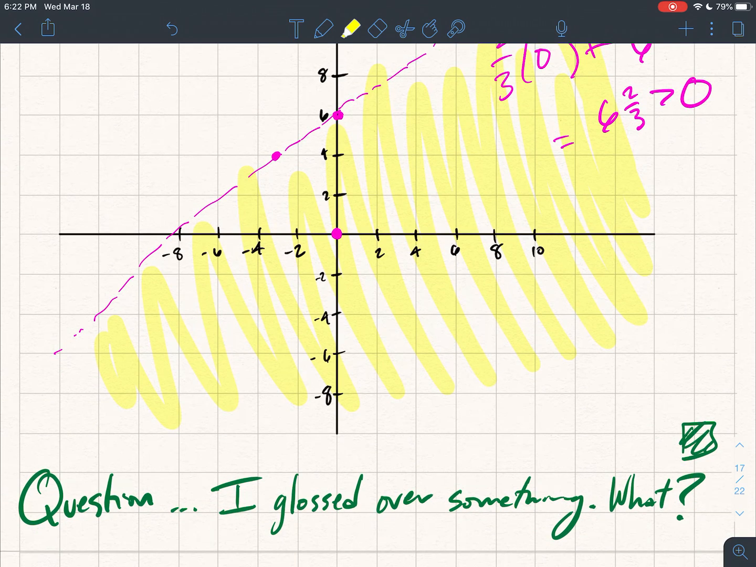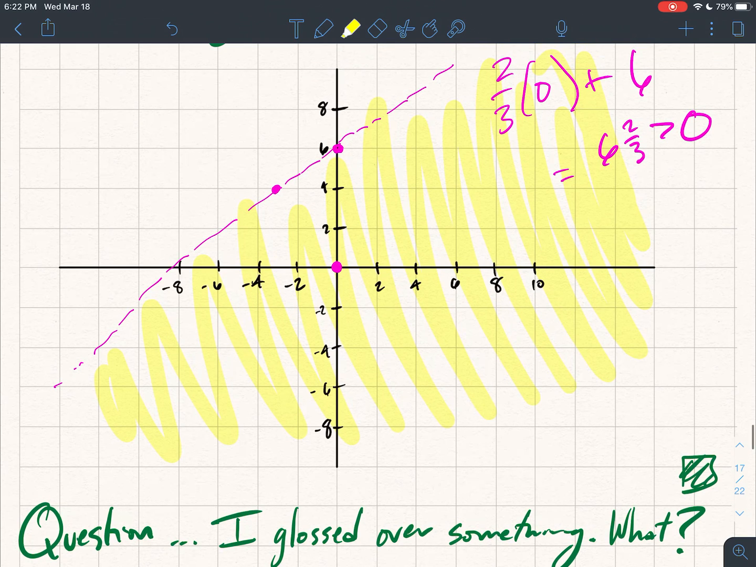I glossed over something. What was it? The thing that I glossed over is I only picked one point on one side of the line and then shaded the whole side of the line. To prove that you shade the whole side, if one point satisfies the inequality on one side of the line, then everything on that side of the line satisfies the inequality, is involved. That's an involved proof, so we're not going to do it.